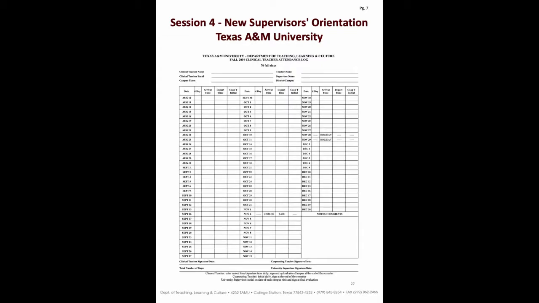For the next slide, you want your copy of page 27 from the handbook. It is the clinical teacher's attendance log. You will explain this page in detail to your clinical teachers. Note the first column is labeled a numbered day. Clinical teachers will enter a number 1 by their start date and continue with numbers 2 through 70 for each full field day in their assigned classroom.